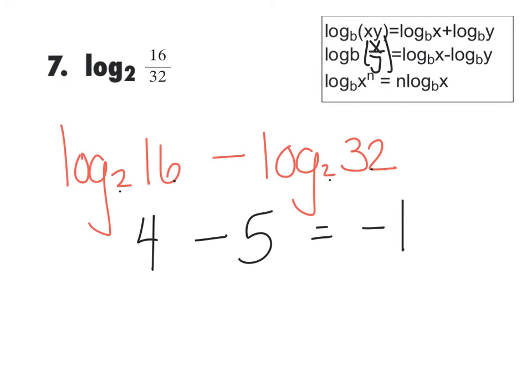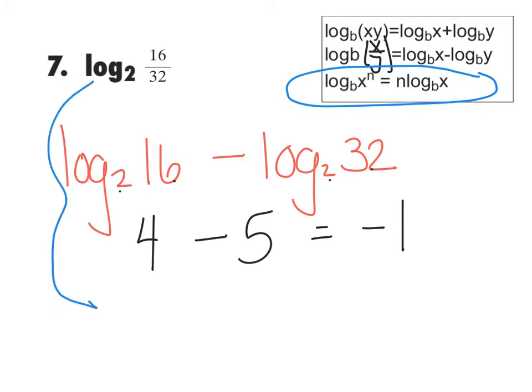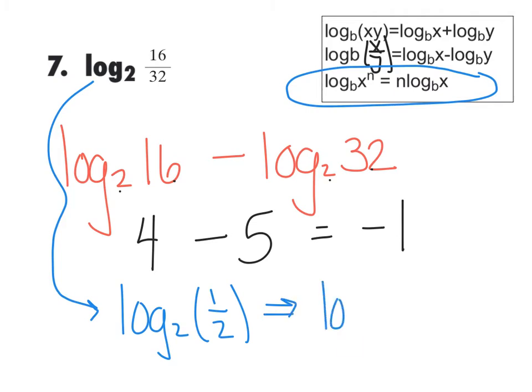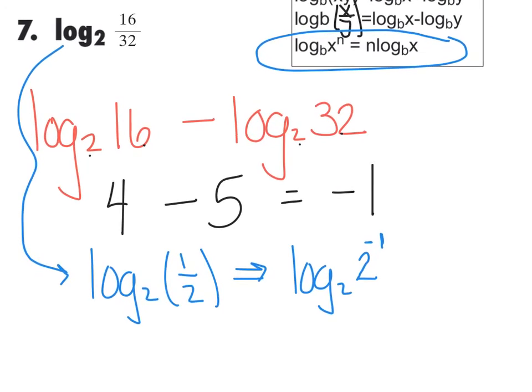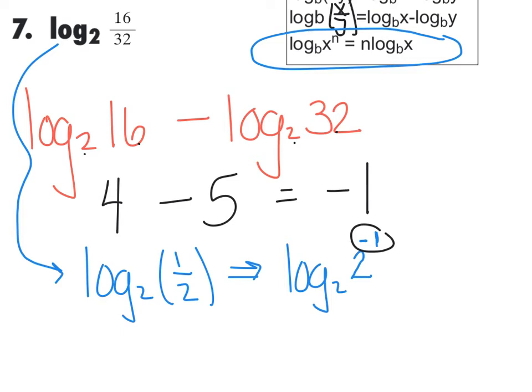Now, you could do this property, or solve this problem with the exponent property. Watch this. Would you agree that log base 2 of 16 over 32, that divides into a half? Okay, now watch how I can rewrite this again. 1 divided by 2 is really 2 to the negative first, right? 2 to the negative first is 1 over 2. Now I can use that power property that says just take that exponent and bring it down in front. So negative 1 times log base 2 of 2.